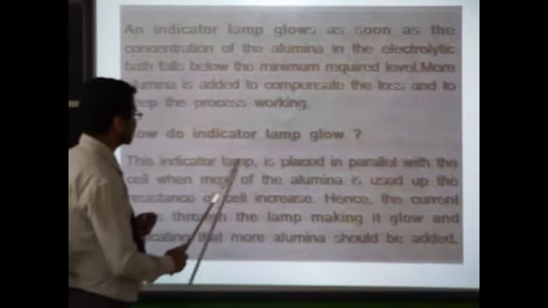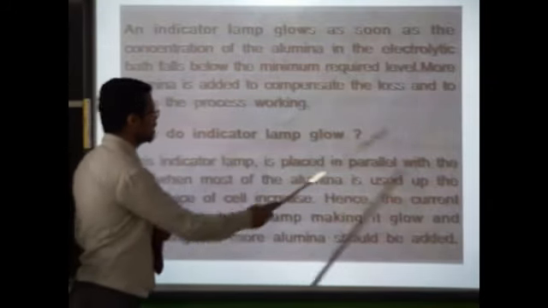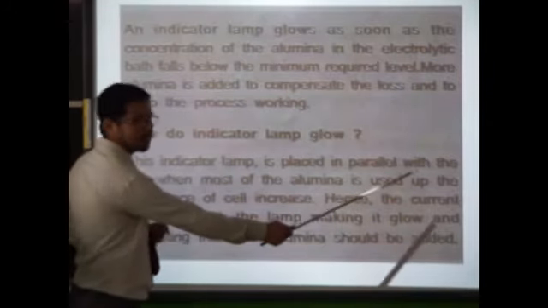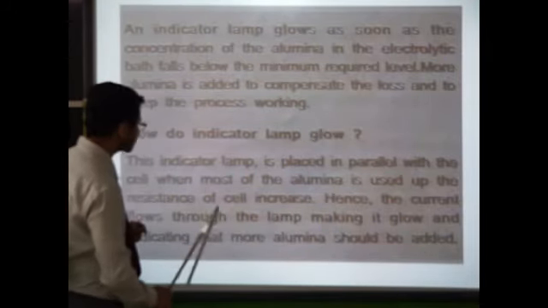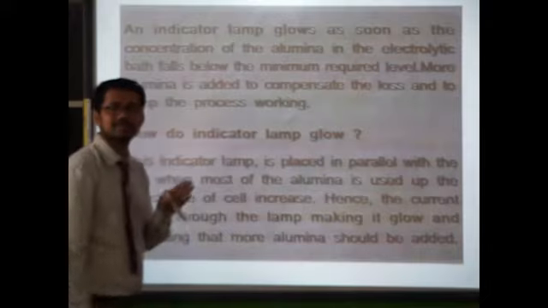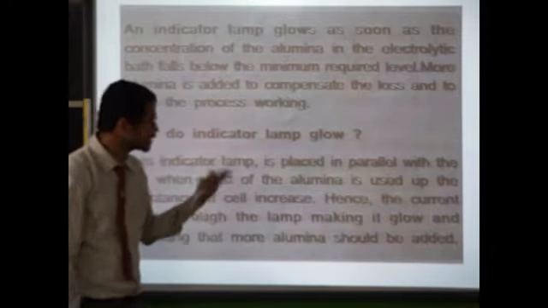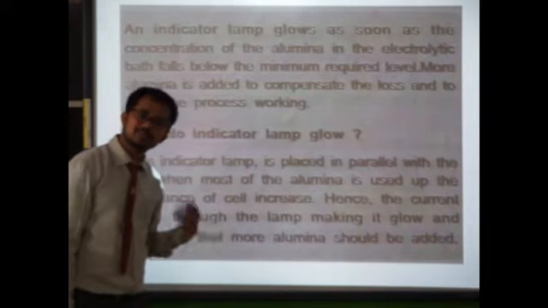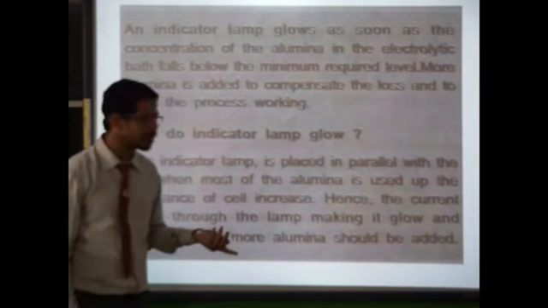This indicator lamp is placed in parallel with the cell. When most of the alumina is used up, the resistance of the electrolytic cell increases. Hence, resistance increase means voltage also increases, by Ohm's law.